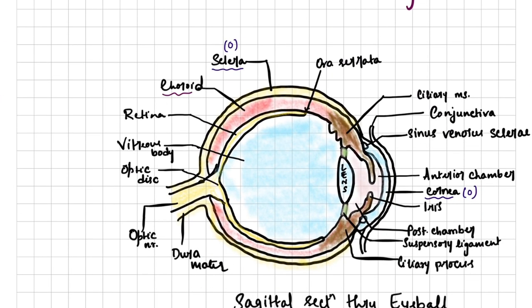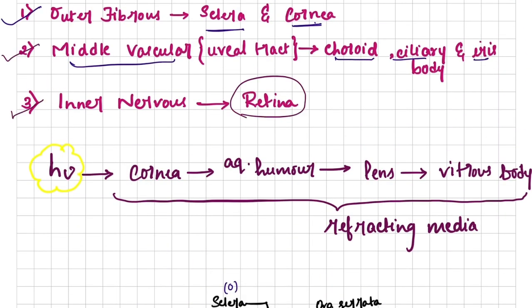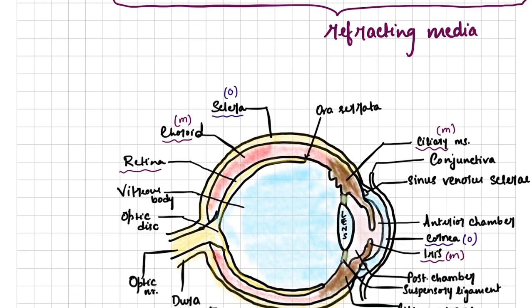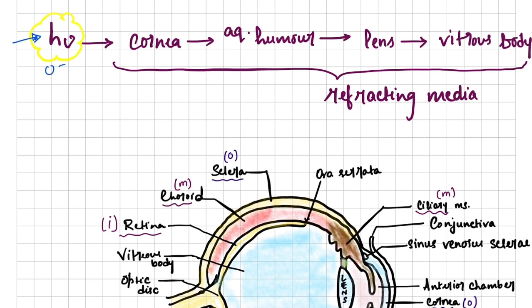First is the choroid, the red part. Then there is the brownish part of the ciliary body and iris covering the lens in front. These three form the middle portion. And the third is said to be the innermost nervous layer, which is the retina, the yellowmost portion which we can see inside.